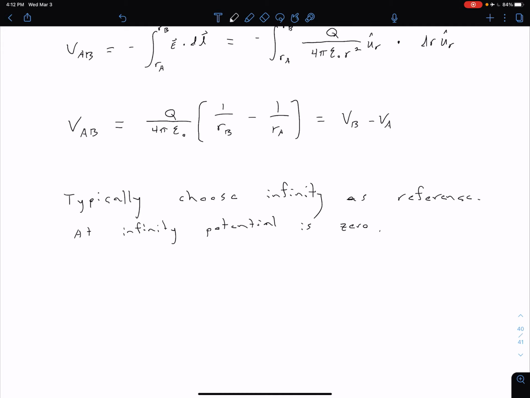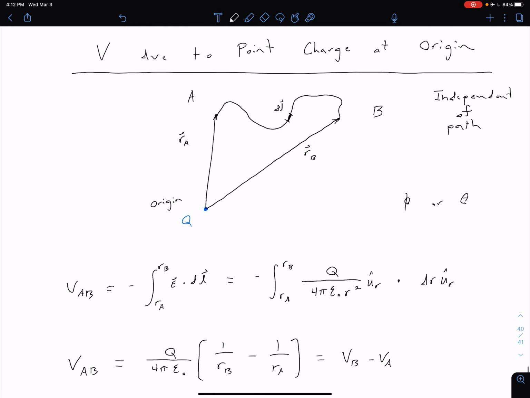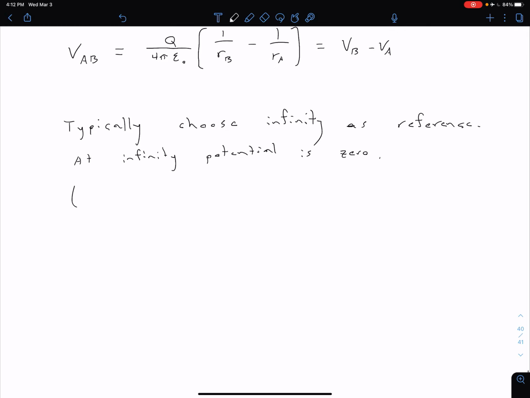So for example, if we said, let's let our A point be our reference point, so maybe instead of having this A right here, we made this point A infinity, so infinite distance away from our Q, then what we would have is our VA, because it's at infinity, is equal to 0. So our RA is, to be more correct, going towards infinity. It's not at infinity. So as RA goes to infinity, that potential goes to 0.